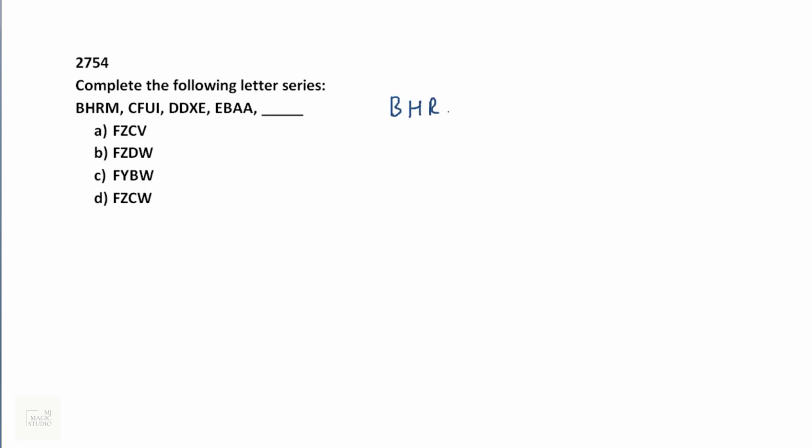Complete the following letter series: B, H, R, M, then C, F, U, I, D, D, X, E, E, B, A, what should come? You can see here B, C, D, E, F, H, I. Okay, from here they are going back. B, C, D, E, F, that means minus 1, A, Z should come here. This should be A backward, C, D, E, F, G, H, moving from down to up.